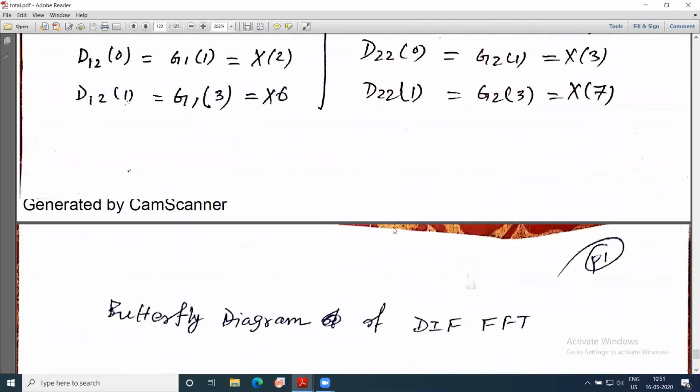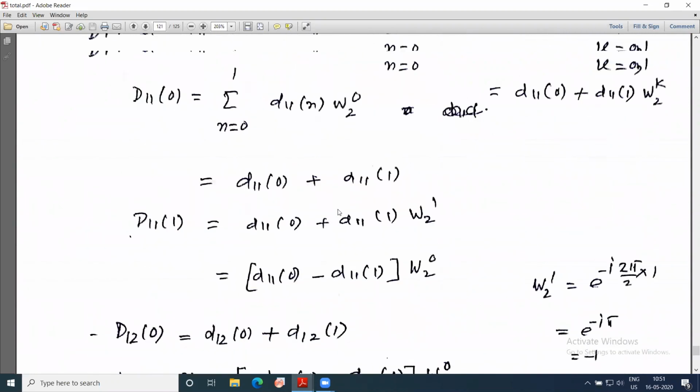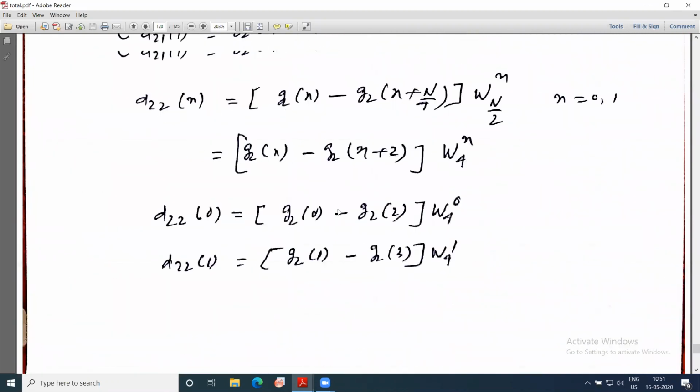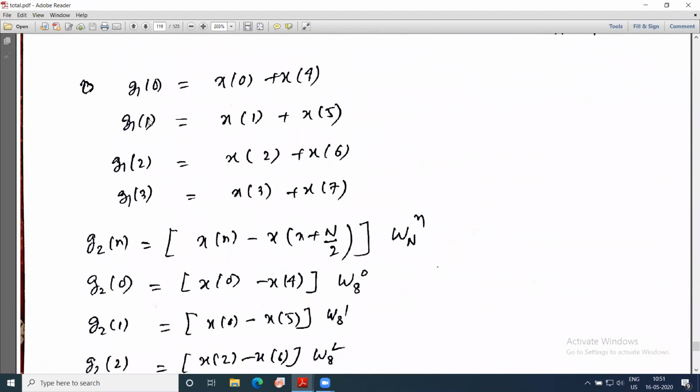First thing. Second thing, I have to see the expression, how G1 and G2 are connected with x of 0 up to x of 7. Now if you look at this, G1 of 0 equals x0 plus x4, x1 plus x5, x2 plus x6, they are the G1.